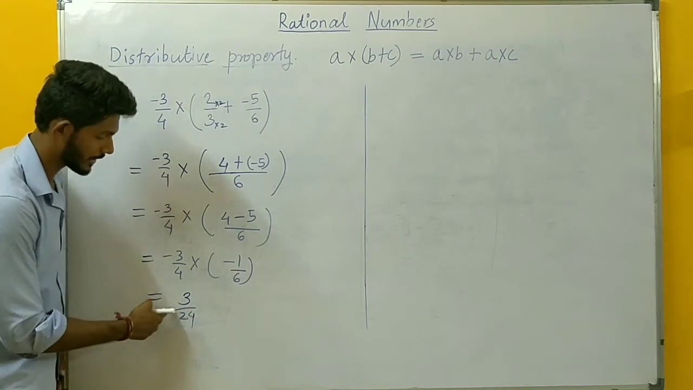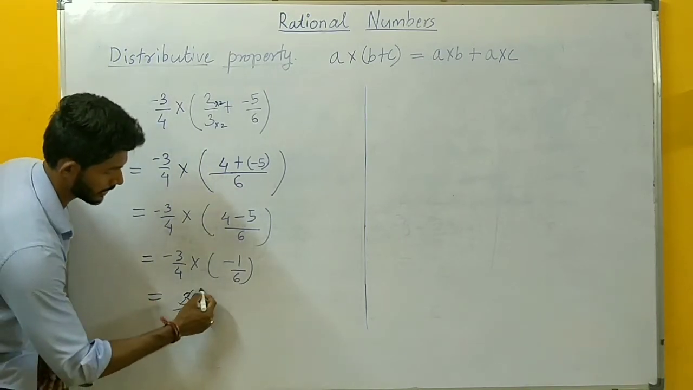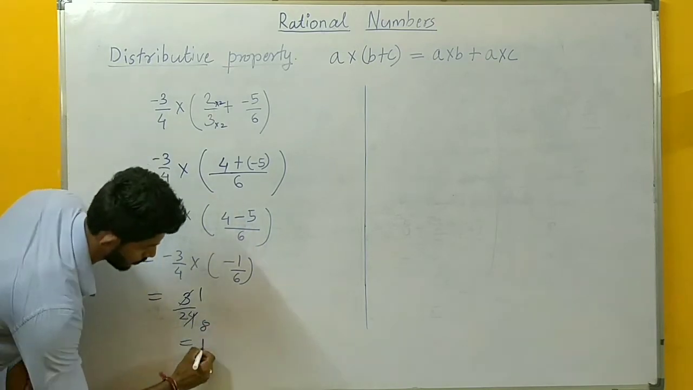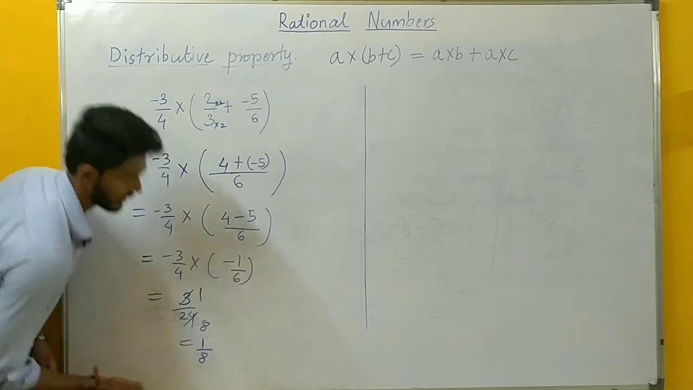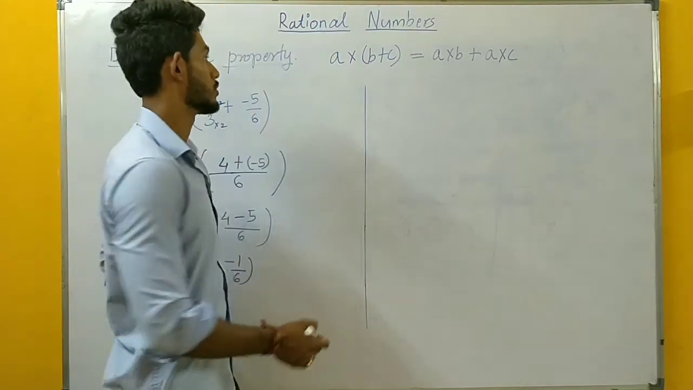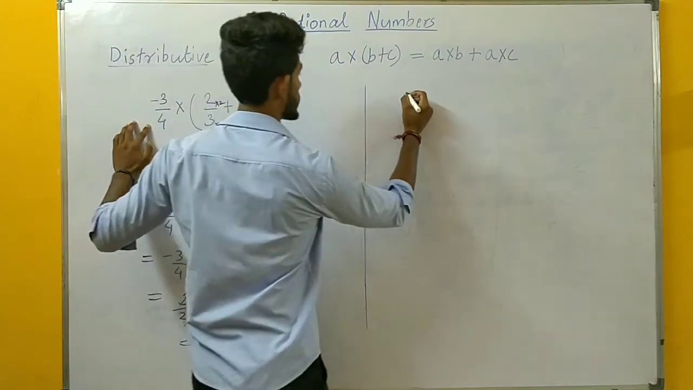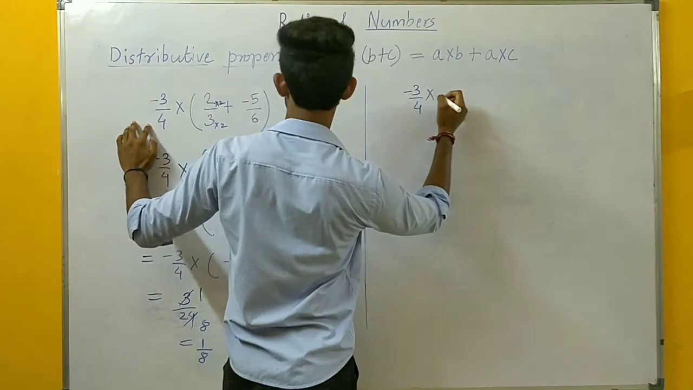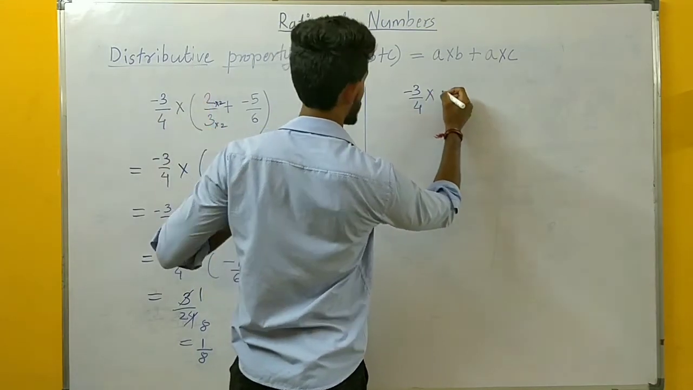Now we can further reduce this number as 3 ones are 3, 3 eights are 24. So our final answer will be 1 upon 8. Now let's try solving in this manner. So I'll take my first number as negative 3 by 4 multiplied by b, that is 2 upon 3.